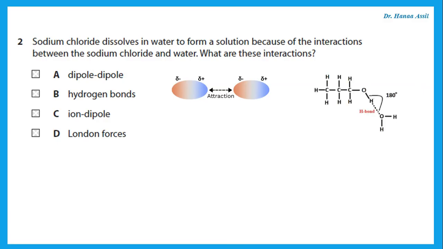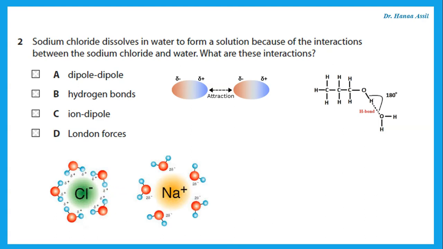What about hydrogen bonds? Hydrogen bonds happen between compounds that have hydrogen bonded to an electronegative element. So alcohols, for example, dissolve in water because they can form hydrogen bonding with the water molecules. What about ion-dipole? Yes, sodium chloride is made of ions. The ions will be surrounded by the positive or negative ends of water.